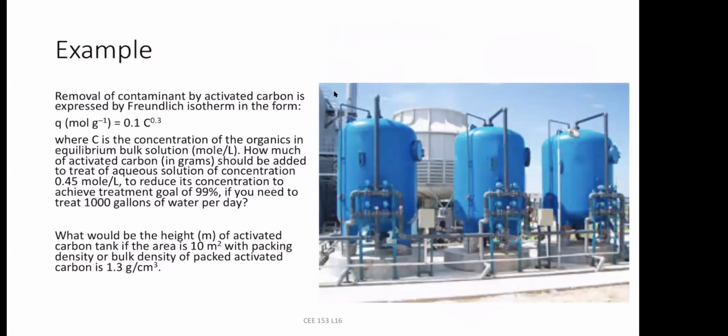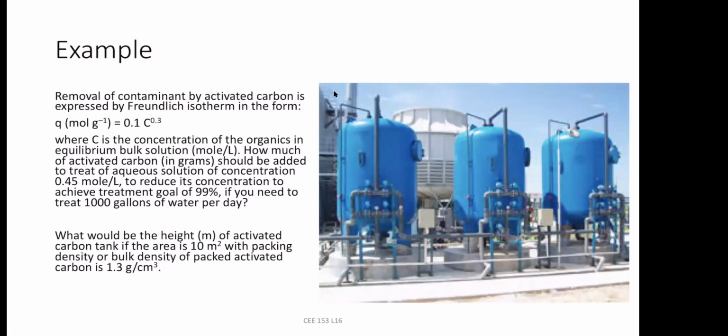So now that you understand the process, everything, let's solve the problem. You already know the adsorption, what that means, all that stuff. So let's see how to solve this. This was a part of the last lecture question. I want to solve it here. Removal of contaminant by activated carbon is expressed by Freundlich isotherm in the form of Q equals 0.1 C to the power 0.3.